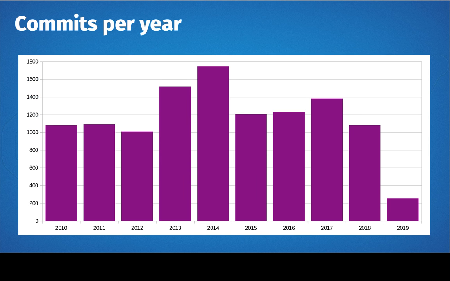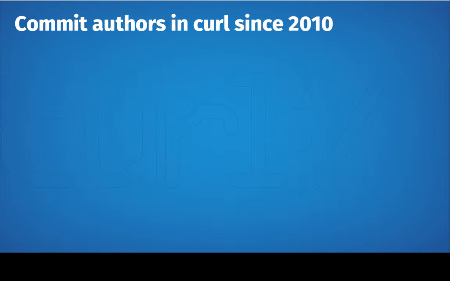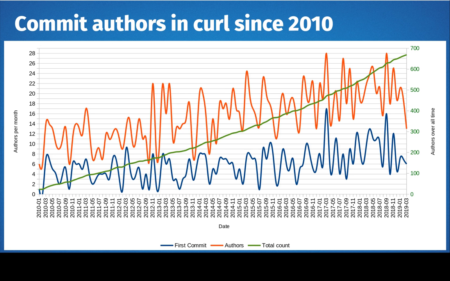I have another fun graph showing the number of commit authors in curl per month since 2010. Bam. The red graph is the number of different commit authors per month. So we can see that we're slowly increasing the number of commit authors all the time. And the blue one is the number of first-time committers in the project for that month. So we can also see that we have a pretty large number of first-time committers every month.